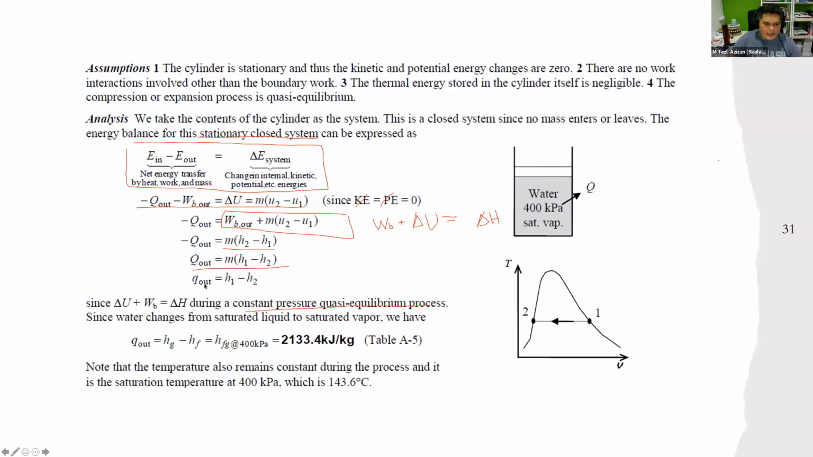So how do we get the Q out? For Q out, we have to refer back to the table. We go to the property table. We look at the saturated vapor phase at 400 kPa, what is the value, and we look at the saturated liquid at 400 kPa, what is the enthalpy. And then you'll be able to get the change of enthalpy, h_fg, which is equal to Q out. Then you'll get 2133.4 kilojoule per kilogram. And we note that the temperature also remains constant, and the saturation temperature at 400 kPa is 143.6 degrees Celsius.